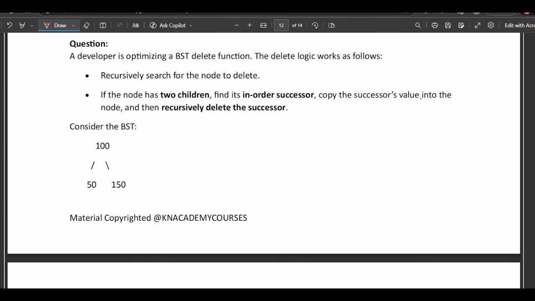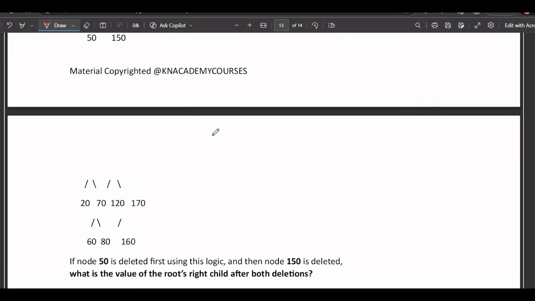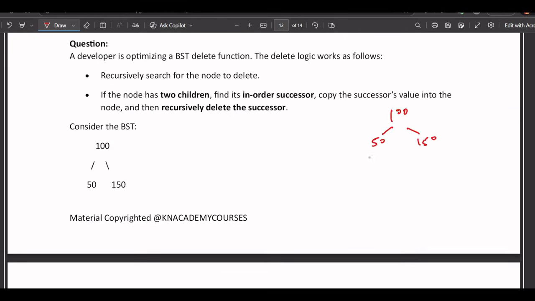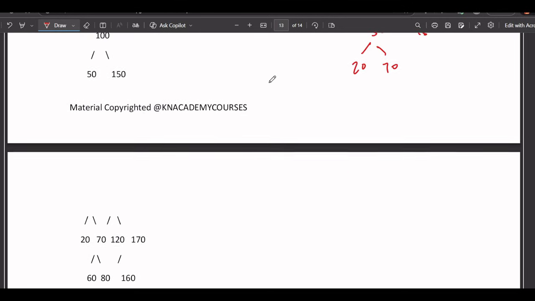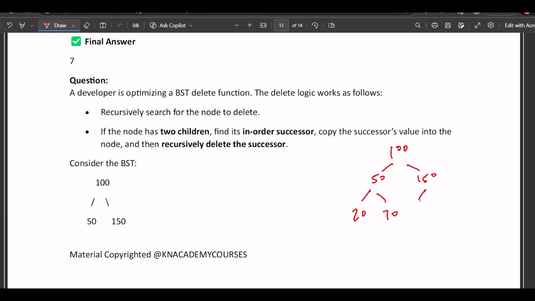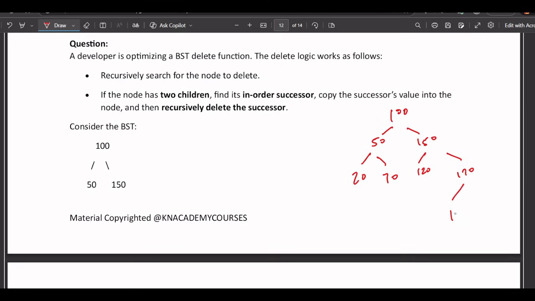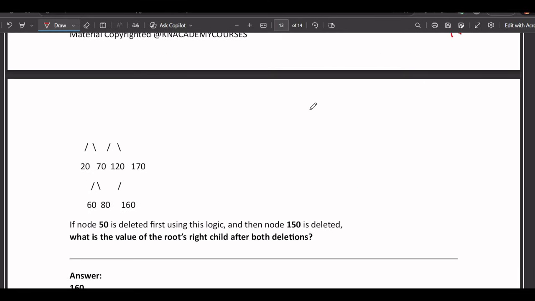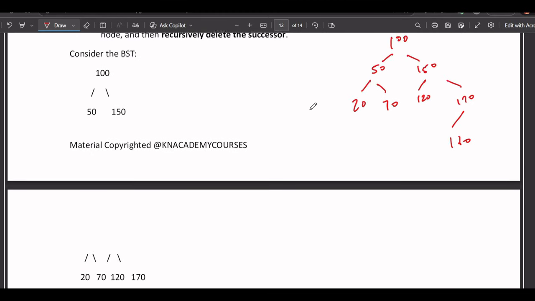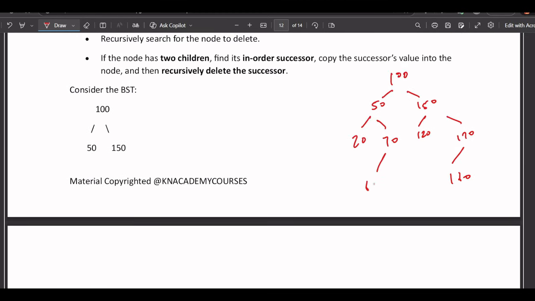So they are saying this is the tree: 100, with 50 and 150. Then 50 has two children, 20 and 70, and 150 has two children, 120 and 170. 170 has one child, 160. And 70 has two children, 60 and 80. Okay, so this is our tree.